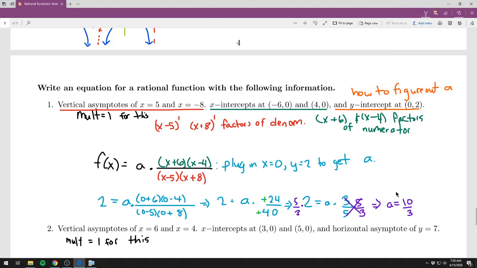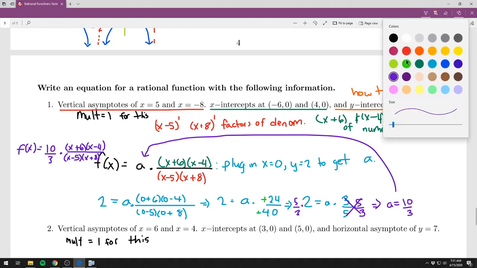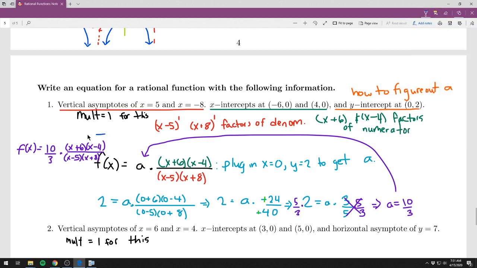So what I'm going to go ahead and do is just plug that in there. And we get our final answer. F of x equals 10 over 3. You can leave it like this, times x plus 6 times x minus 4 over x minus 5 times x plus 8. And that is our answer.